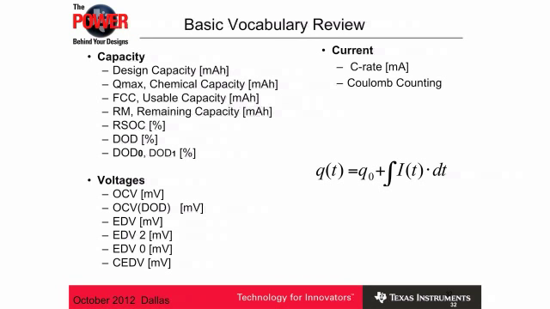Milliamp hours are probably the most interesting. We have design capacity, that's the number that may be printed right on the battery, 2600 milliamp hours, right? What that means is that's the capacity that you can get if you discharge this thing at that current for 1 hour, okay? Next is Qmax, that's the chemical capacity. That's the number of milliamp hours you can get if there's, well, actually, theoretically, no load. But maybe you have a few milliamps and you can expect to get quite a bit higher capacity than at 1 amp. FCC, full charge capacity, also called usable capacity, that's the capacity that you're going to get at your load, okay?